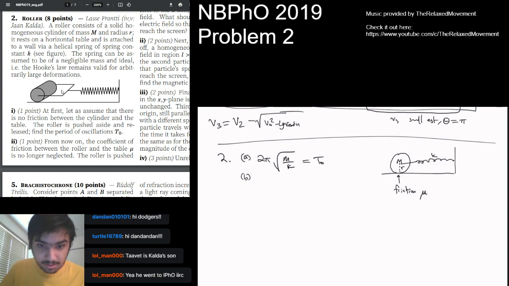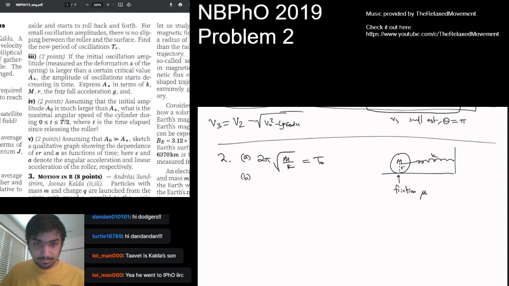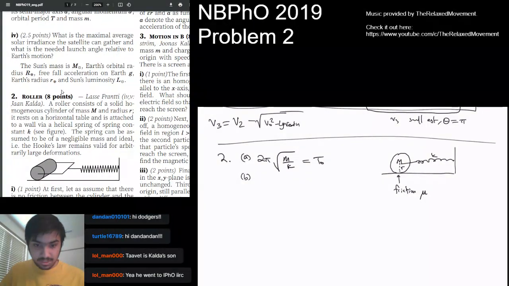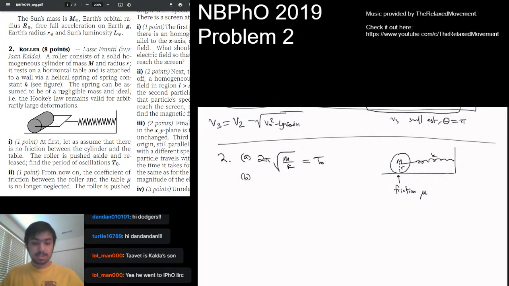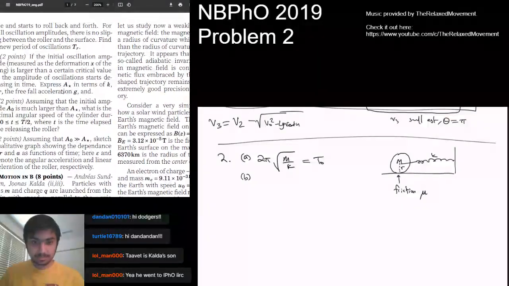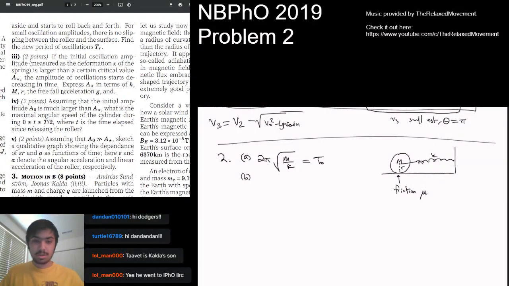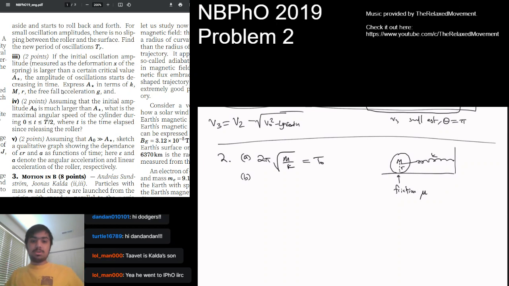So let's move to, what does it say? The roller is pushed aside and starts to roll back and forth. For small oscillation amplitudes, there's no slipping between the roller and the surface. Right. Oh, okay, fine. This should be relatively simple. I think the easiest way to do this is suppose you roll an angle theta.